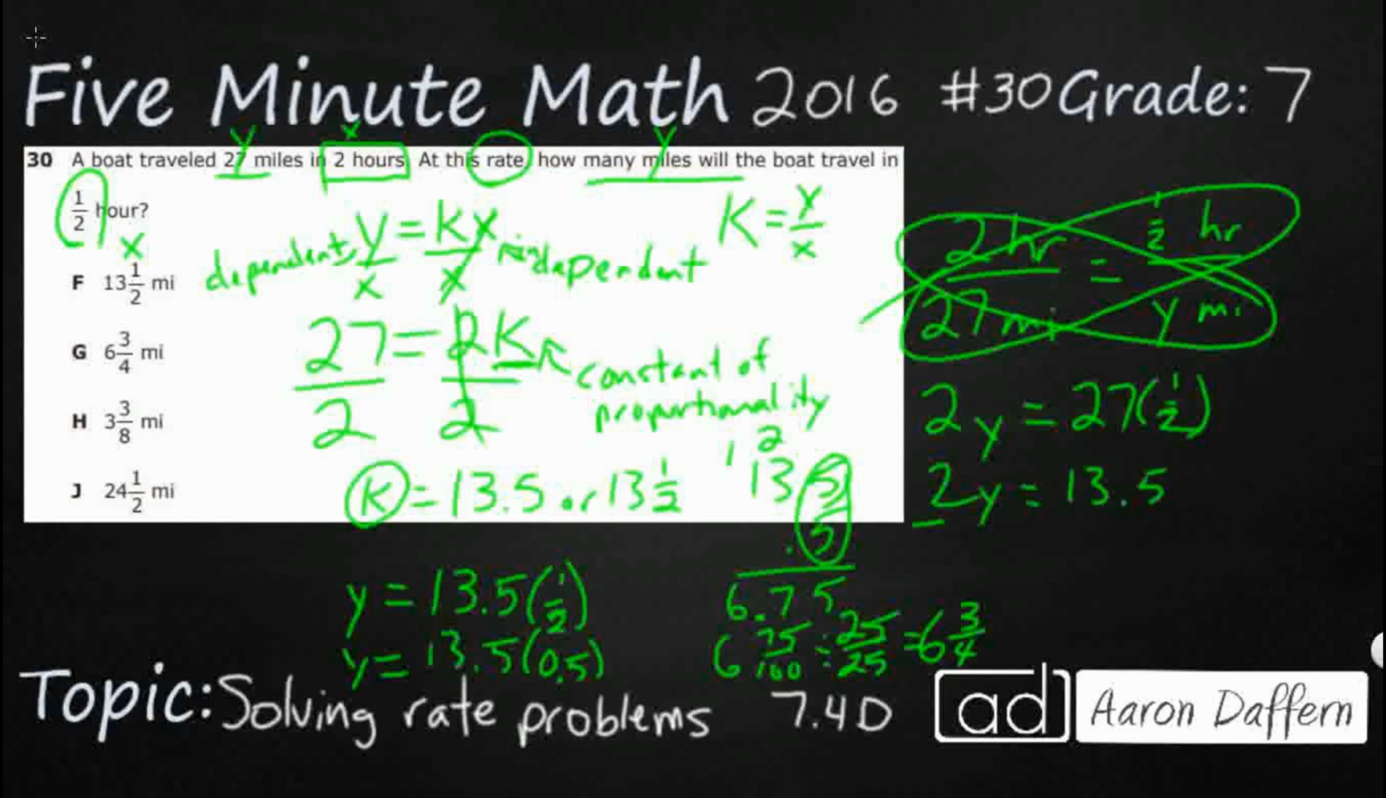We've already done that. Divided both sides by 2. 13.5 divided by 2, guess what? That's the same thing as 13.5 times 0.5 because they're inverse, they're reciprocal. So we still get our answer of G, 6 3/4.